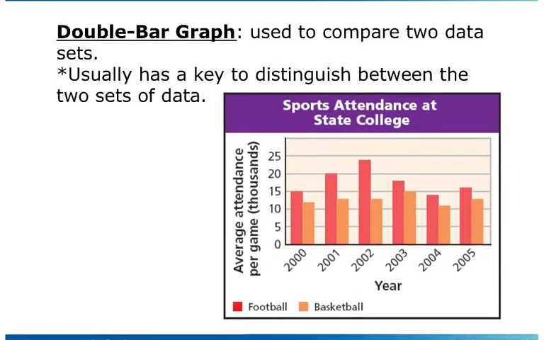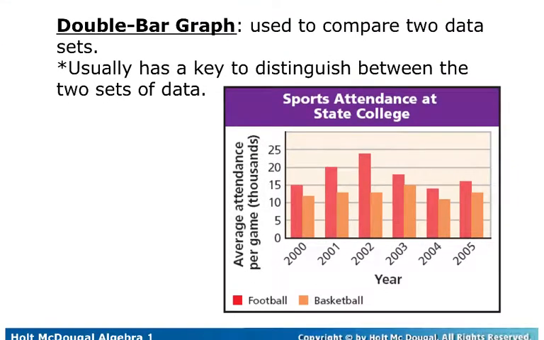Alright, then we have a double bar graph, and usually there happen to be two things happening within a time frame, so they get to group them together. Officially it's used to compare two data sets and usually has a key to distinguish between the two colors. So it's not its own category for each column here. Within each column there's red for football and orange for basketball.